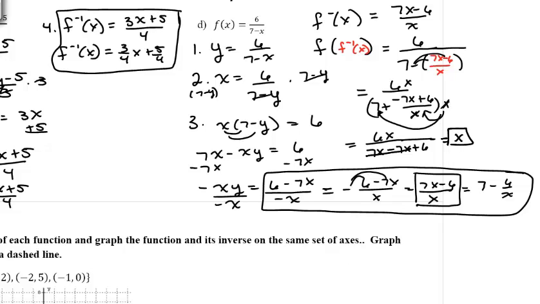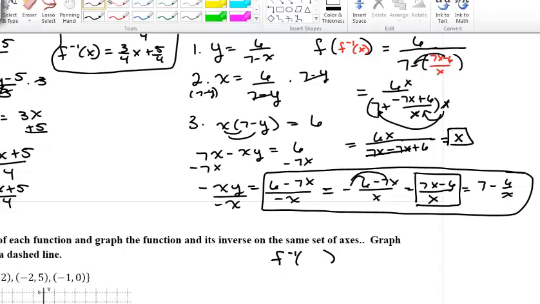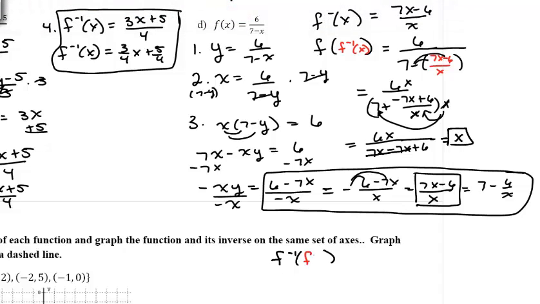So we do in fact get x when we plug the inverse back into the function. Okay, now to do this the other way around, so I want to start with the inverse function, and I'm going to plug into the inverse function the function f. So my inverse function was 7 times x minus 6 divided by x, and what I'm putting in for x is my function, which was 6 divided by 7 minus x.